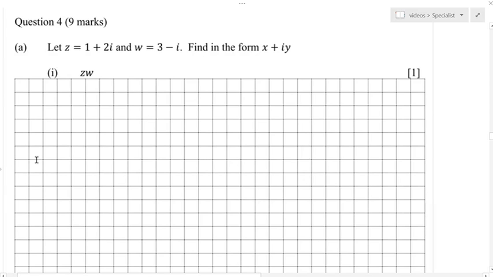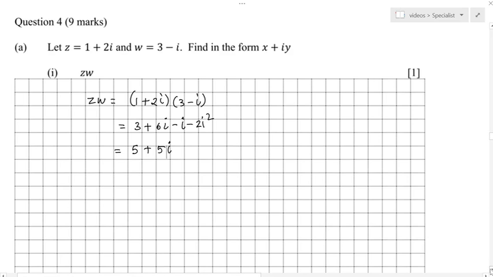Okay, so this is question number 4, and the first one is really straightforward. I won't spend much time on question number 1. I'll just quickly write what it is equal to, and that's what we get here.